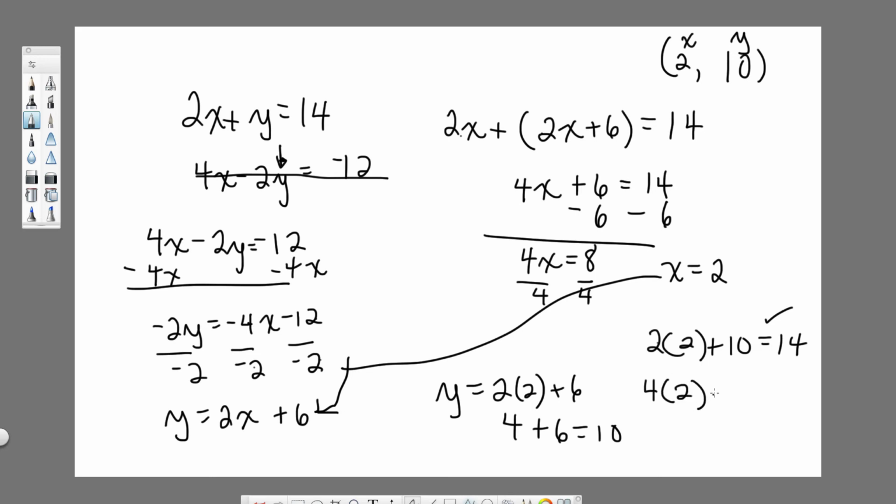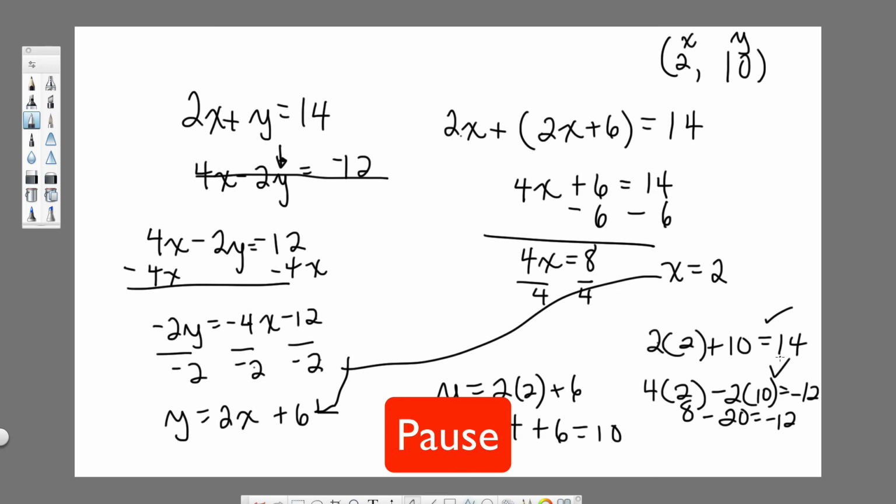Put it into the second one. 4 times 2 minus 2 times 10. Does that equal negative 12? Is 8 minus 20 equal to negative 12? Yes, it is. It checks. So if you want to check, it's perfectly okay. I'm not going to require you to check, but it'll be fine. So pause the video until students have had a chance to complete adding these to your notes, and I'll meet you back here in a minute.